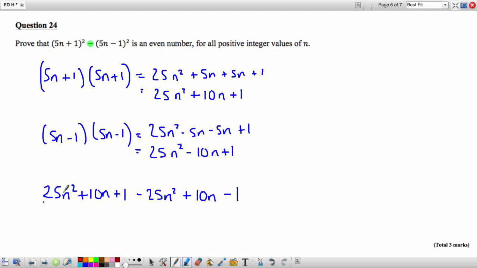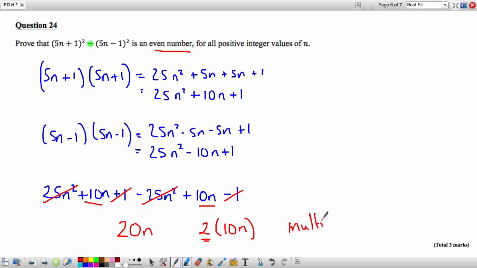So here we can see that these two cancel. This 1 here cancels here, so we're left with 20n. We can then write that as 2 brackets 10n, close brackets. So we see here that this must be a multiple of 2, this is a multiple of 2, therefore it must be an even number because we have a multiple of 2.